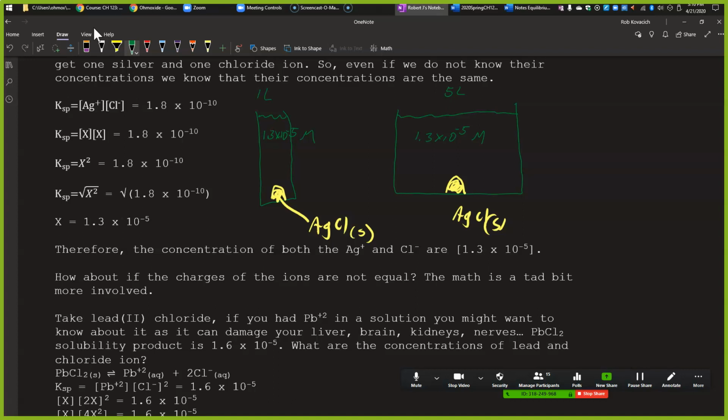Never mind. No, we're not talking about the concentration of the silver chloride. We're talking about the concentration of the silver ion. So the silver chloride solid, some of it turns into silver ion and chloride ion. And this is the concentration, no matter the size of the container.